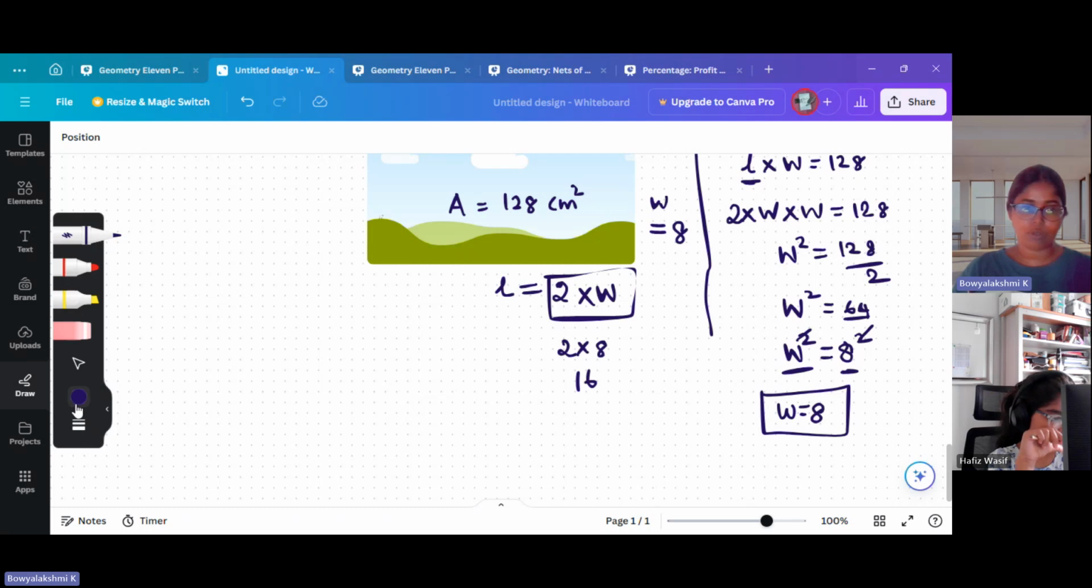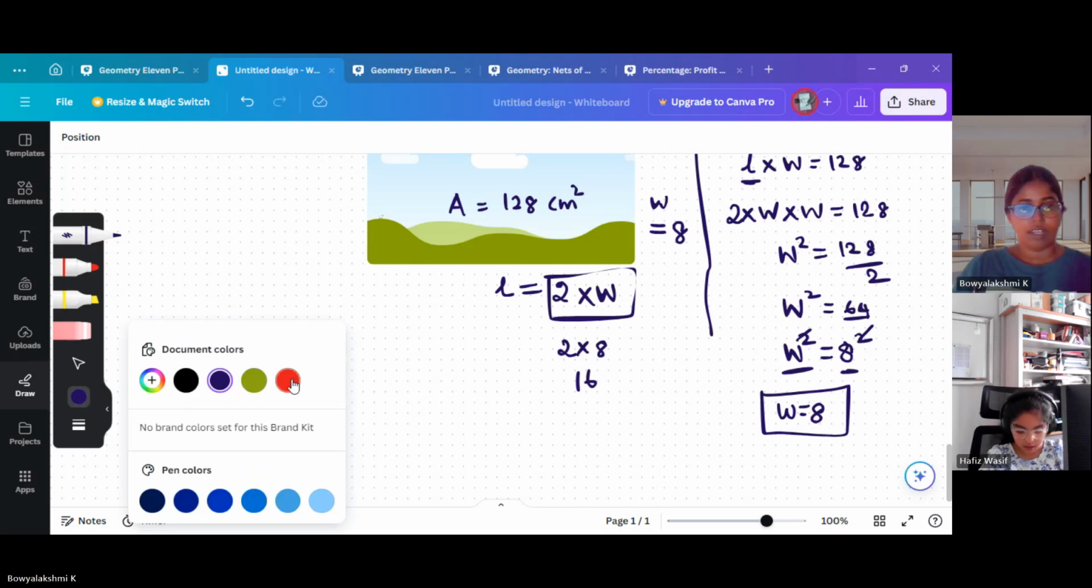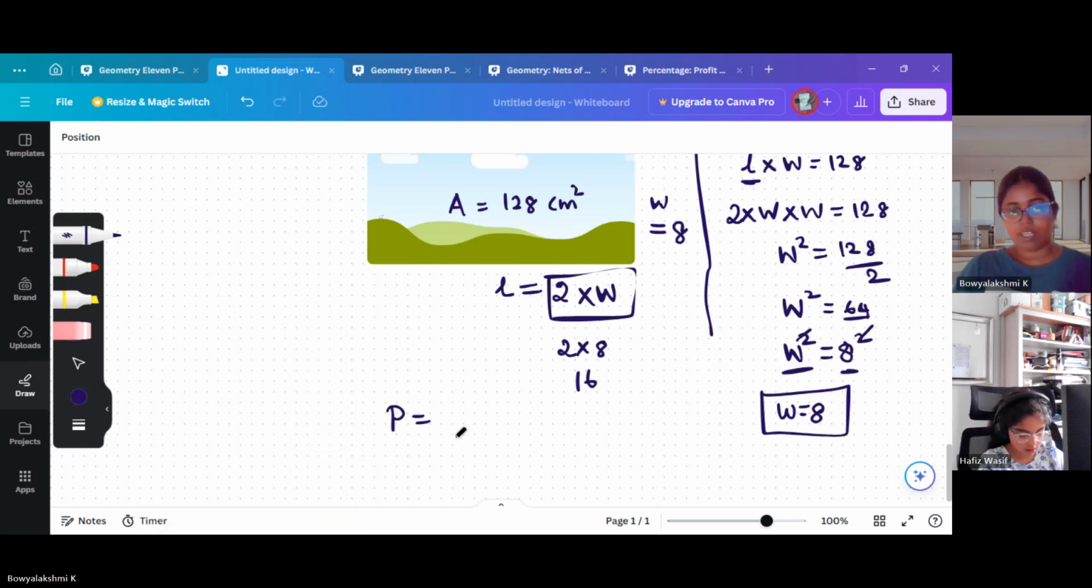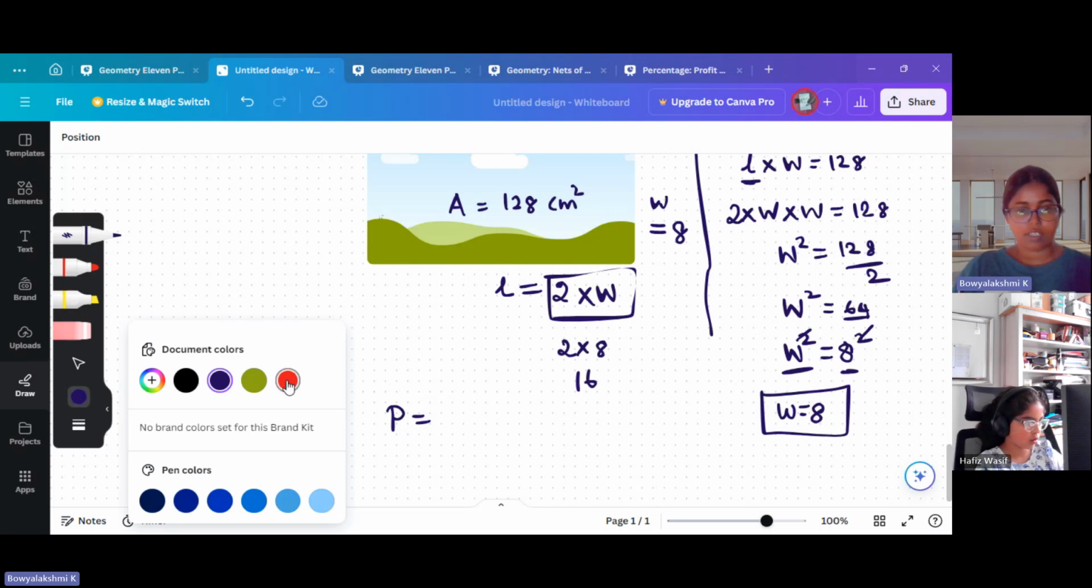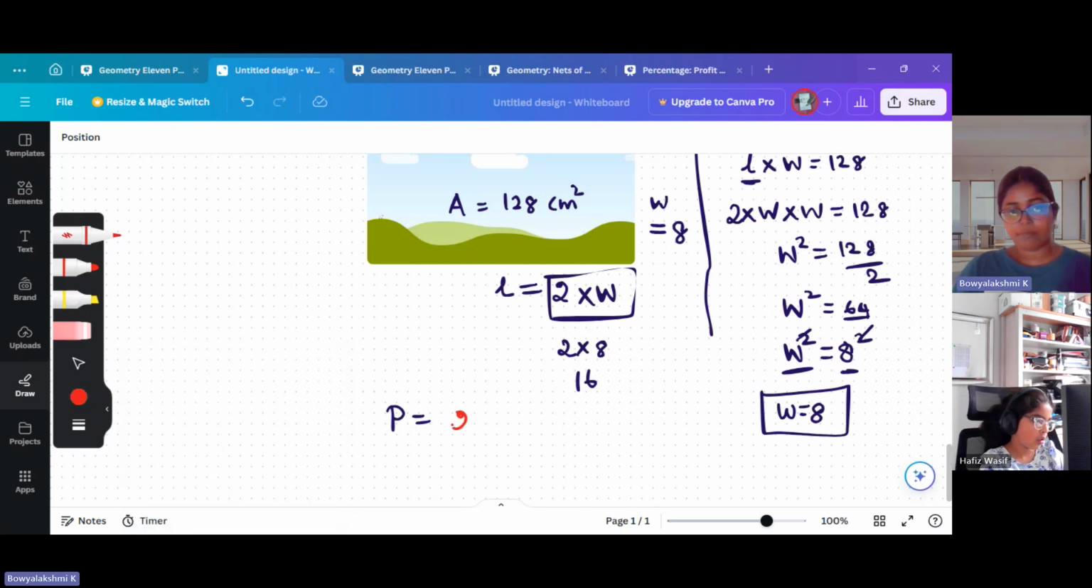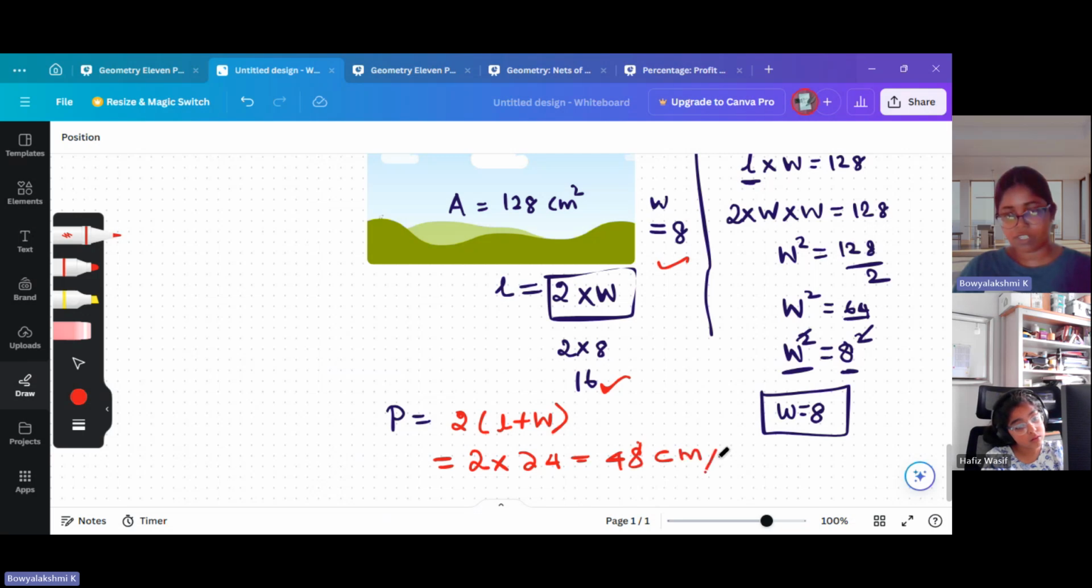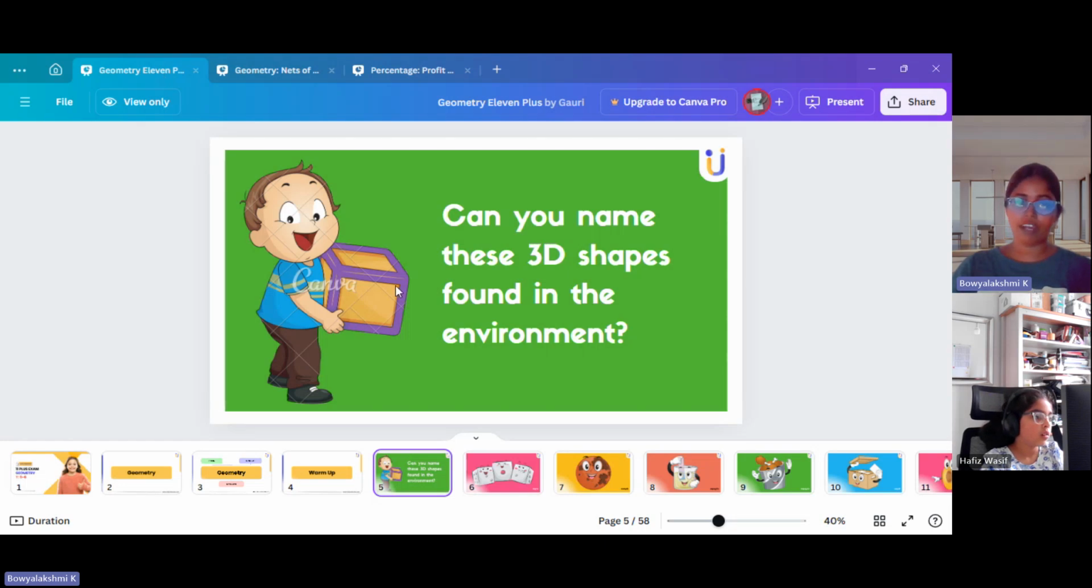And perimeter is now so simple. Perimeter is 2 times (L plus W). So add them, 16 and 8 is 24, and multiply that with 2. It's 48 centimeters. That's it. Do you get it? Yes. Okay, that's simple it is. And we can get into 3D shapes now.